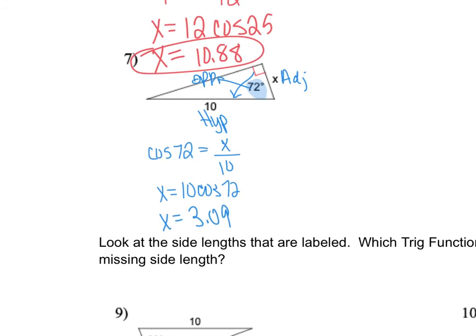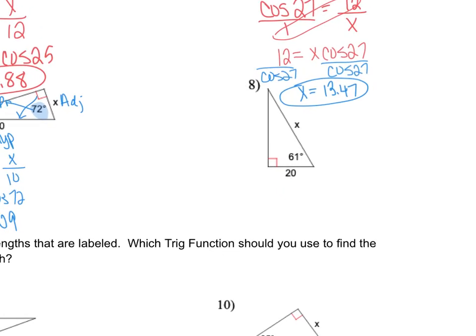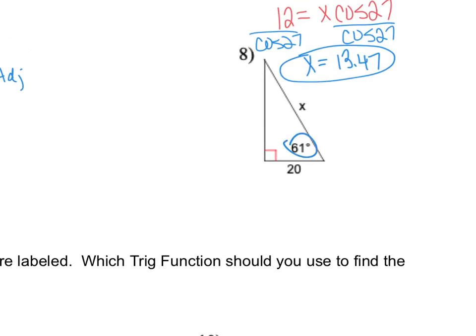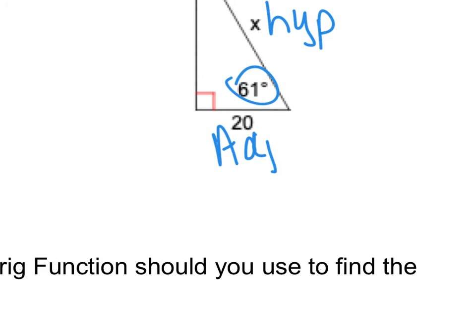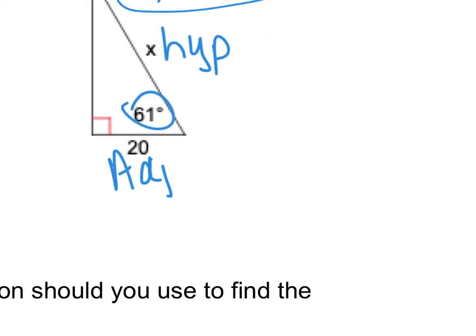And if you look at our diagram, 10 is the longest side, it's the hypotenuse, and 3.09 looks like a fairly reasonable side length for x. Okay, one more cosine here. We've got 61, 20 is adjacent, x is our hypotenuse. So we would say cosine of 61 equals the adjacent, which is 20, over the hypotenuse, which is x.